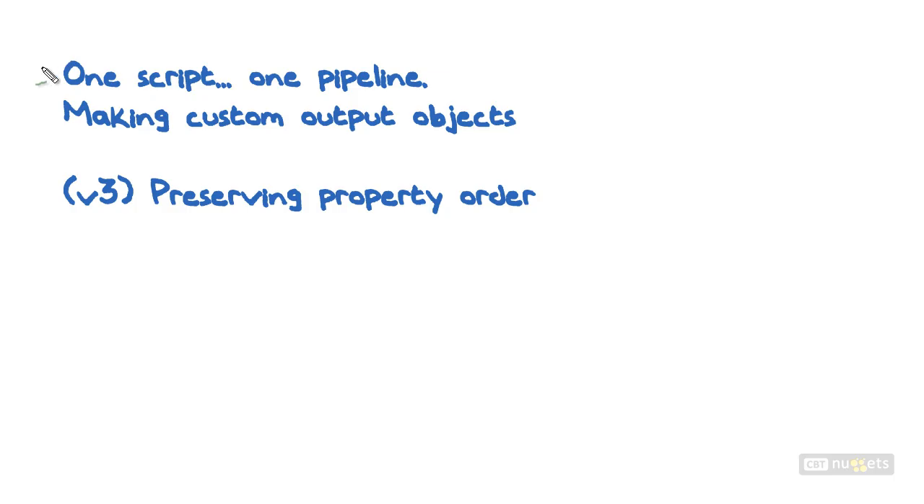So you've learned that each script gets one pipeline. And ideally, if you're going to take advantage of what PowerShell can do for you, you want to put one consistent thing into that pipeline, not a hodgepodge of different things. And the way to do that is to go retrieve that hodgepodge, but to combine them together into a custom output object. And you also learned that in version 3 and later, you have the ability to preserve the property order, although there's not necessarily a strong need to do so. It's more just a visual preference.